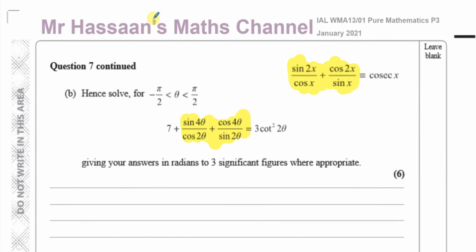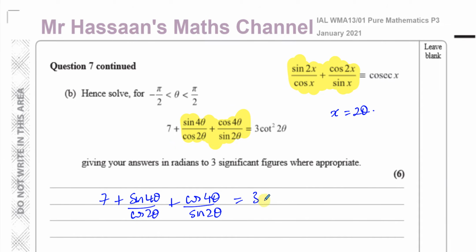So what we could say is, what they've done is they've taken the x and they've replaced it with 2 theta. That's what they've done. All right. So that's what we can do here. We can say that the x has been replaced by 2 theta. So I can say that 7 plus sine 4 theta over cosine 2 theta plus cosine of 4 theta over the sine of 2 theta equals 3 cot squared 2 theta.